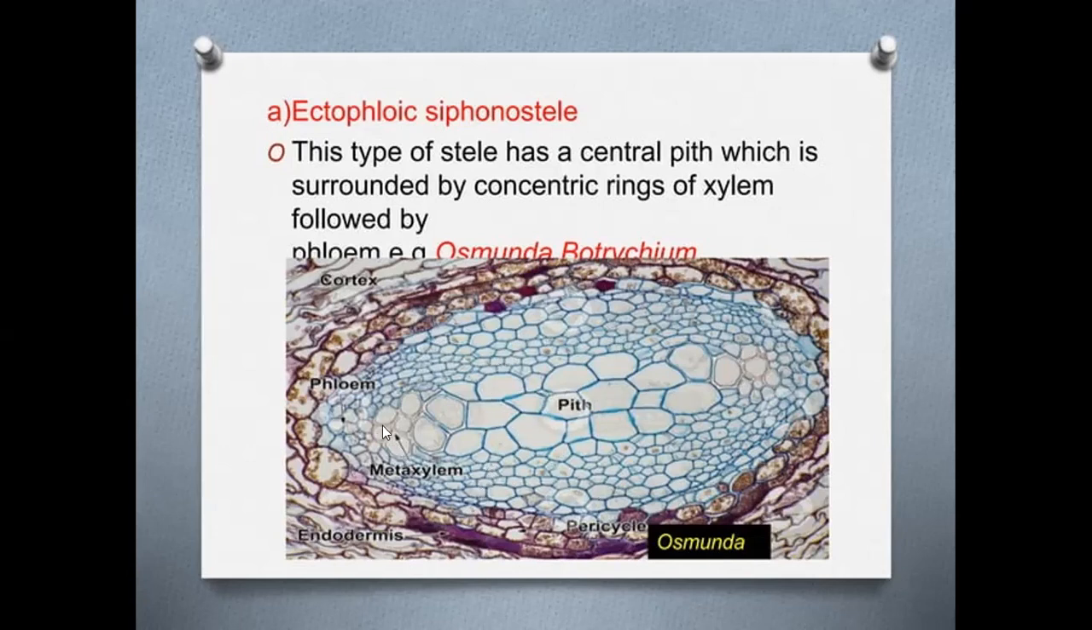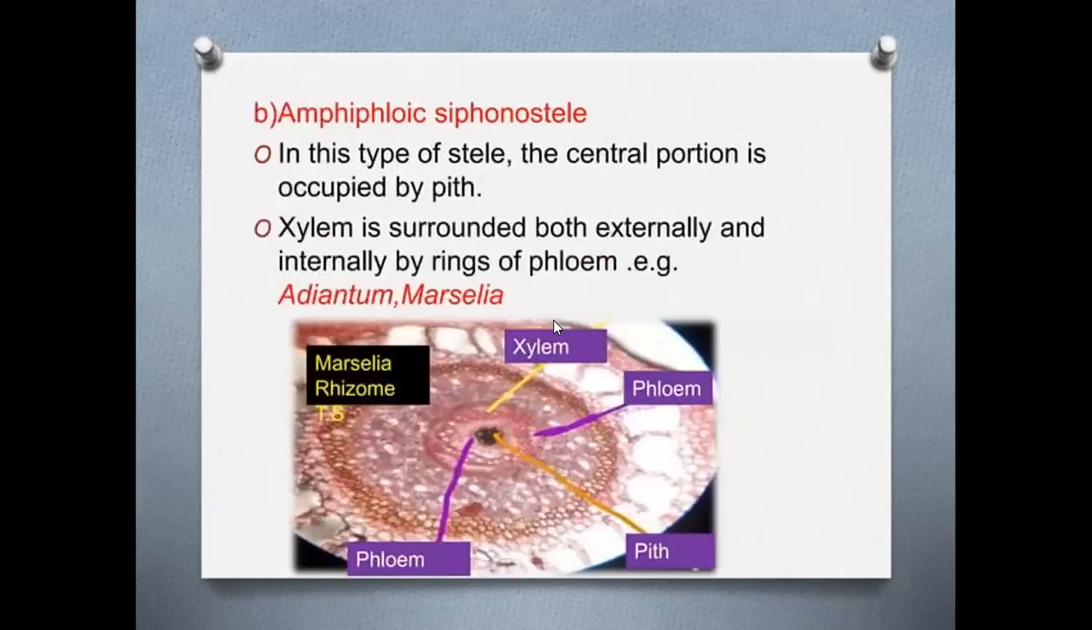This is the xylem. The xylem will be in the form of concentric rings. That means more than one or two rings of xylem elements are present surrounding this pith region, and outer to that is the phloem region. So the phloem, then followed by pericycle, and then the endodermis. Okay, so in Osmunda cinnamomea, you can see this ectophloic siphonostelic condition.